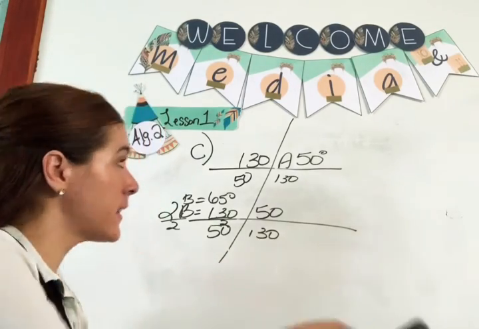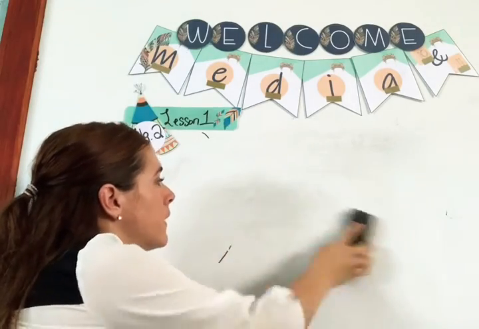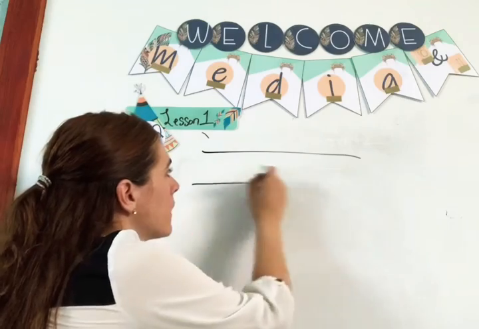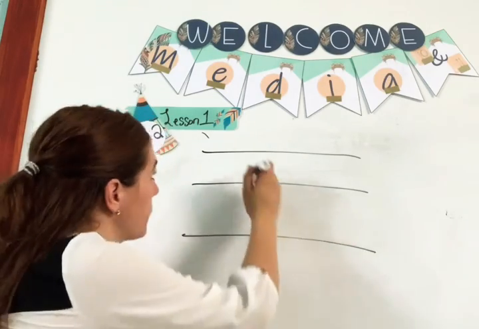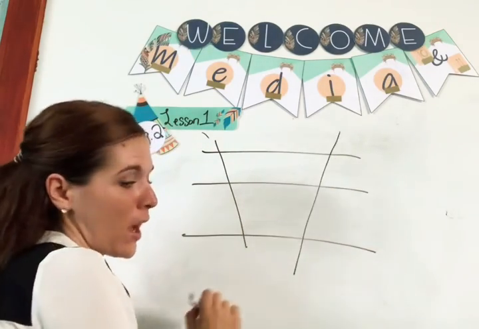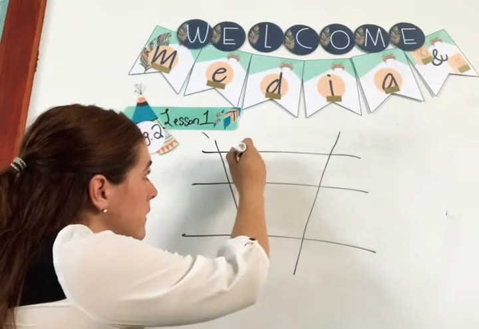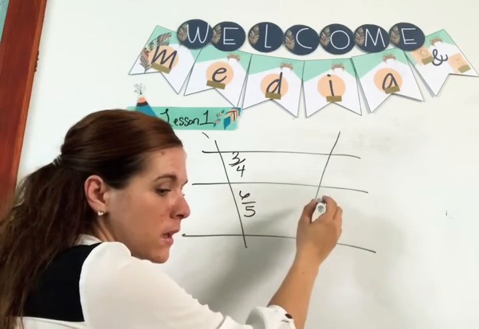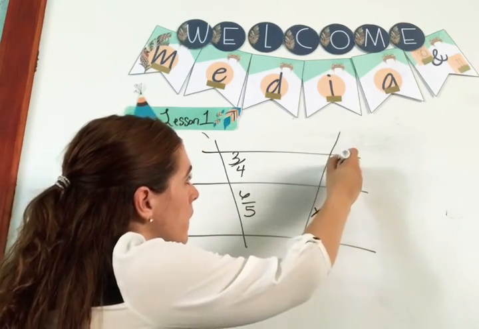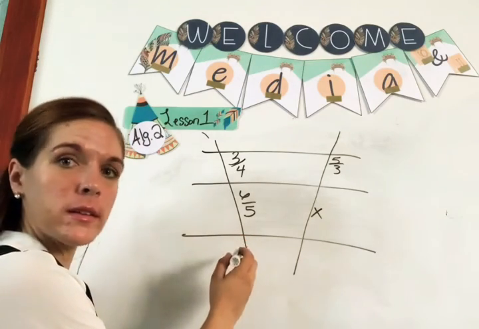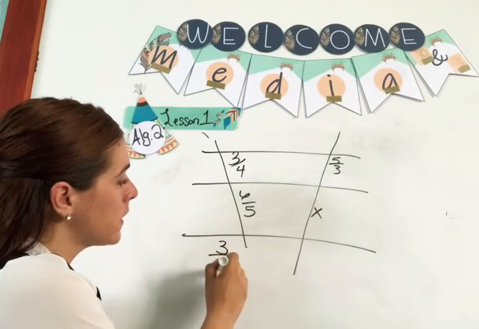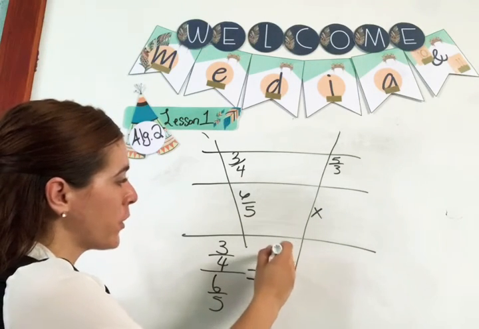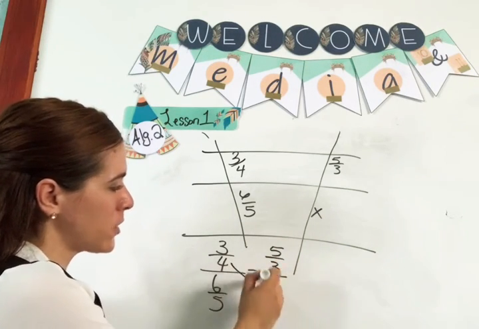Okay, and then letter D. Letter D, they only make it look hard because they put so many fractions in there to scare you. They're parallel lines that you're cutting, right? So you have 3/4, 6/5, X, and 5/3. Okay, so set up your proportions. Can you see? Yes, you can. 3/4 over 6/5 equals 5/3 over X.